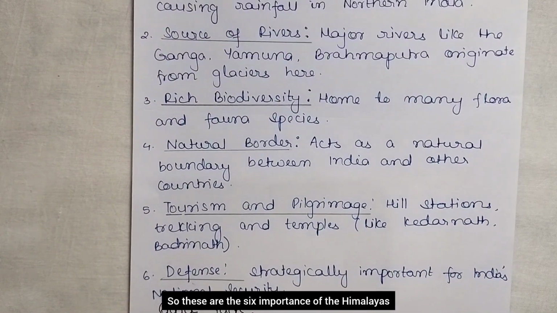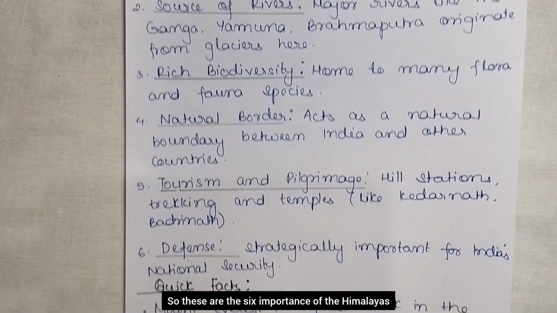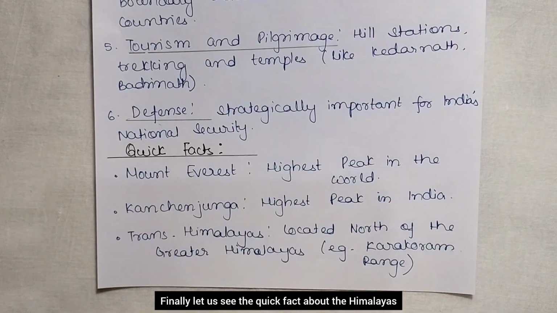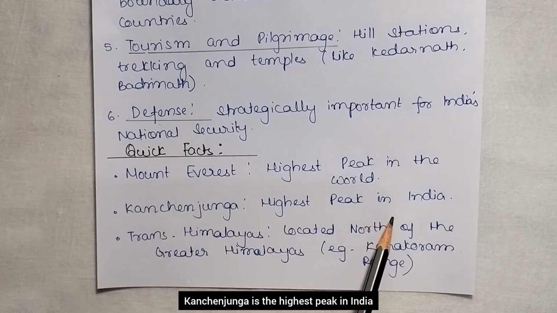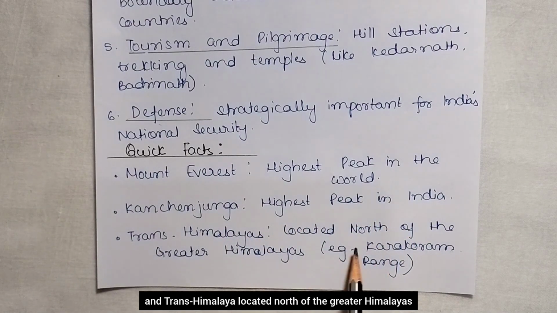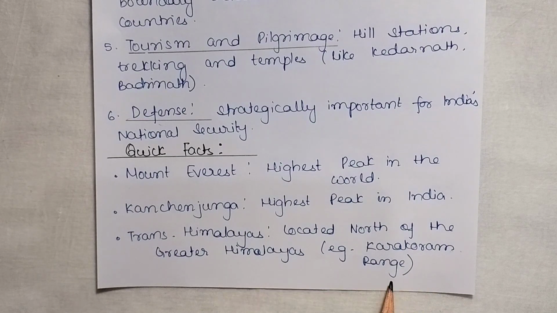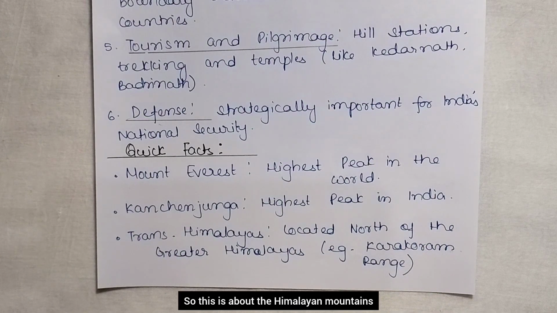So these are the six importances of the Himalayas. Finally, let us see the quick facts about the Himalayas. That is, Mount Everest is the highest peak in the world. Kanchenjunga is the highest peak in India, and the Trans Himalaya is located north of the Greater Himalayas, that is the Karakoram range. Okay, so this is about the Himalayan mountains.